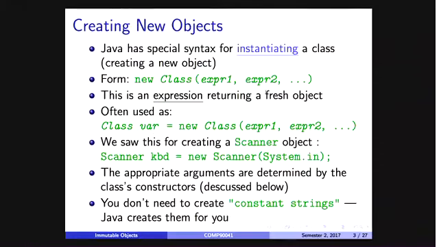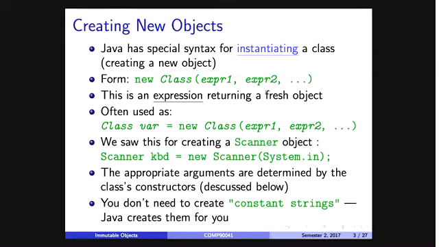Once you have a class, in order to build an instance of that, or instantiate it, Java has a special construct called new. So new is a keyword. You can't use it as a variable name or a method name or anything like that. It's a special word.